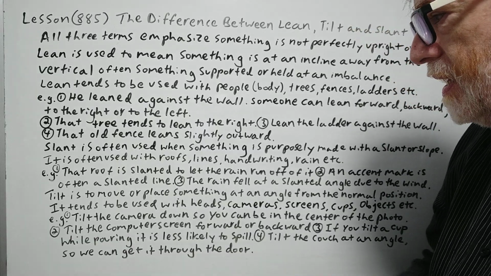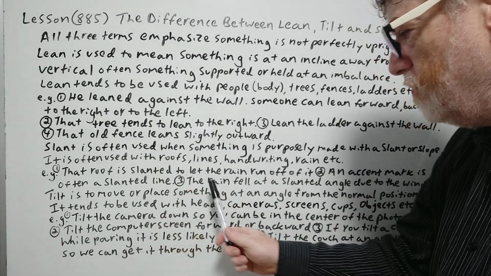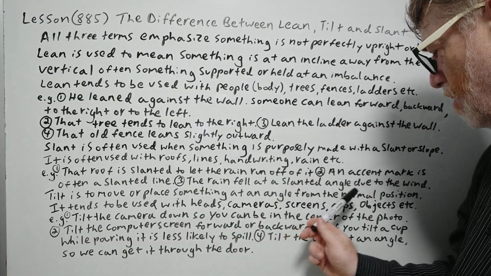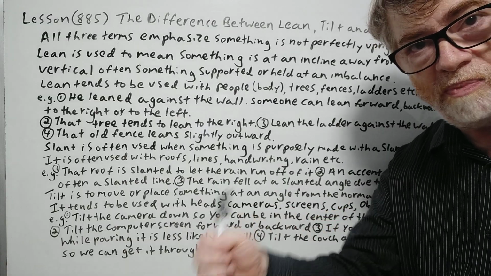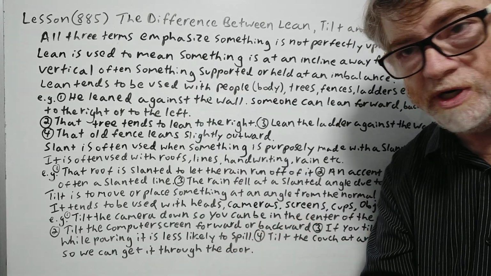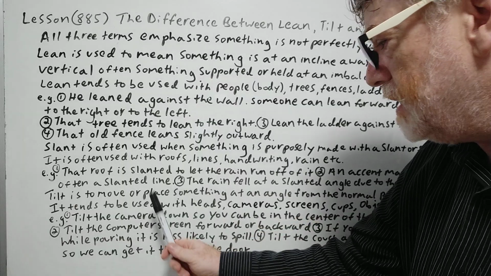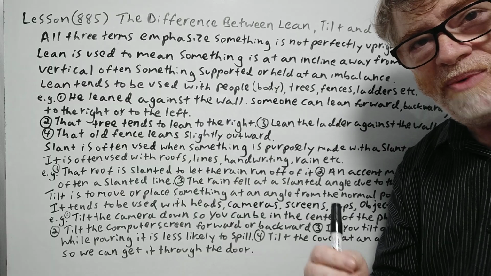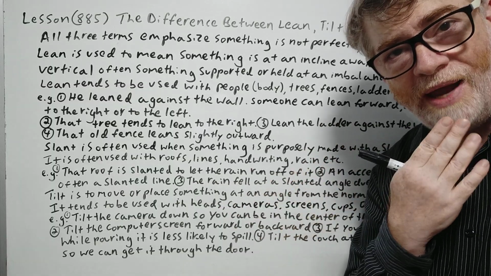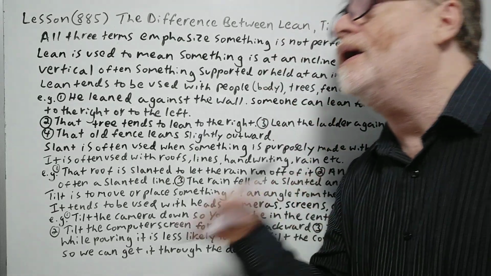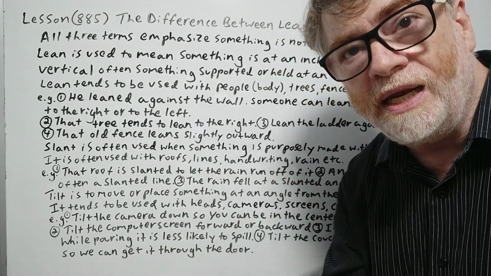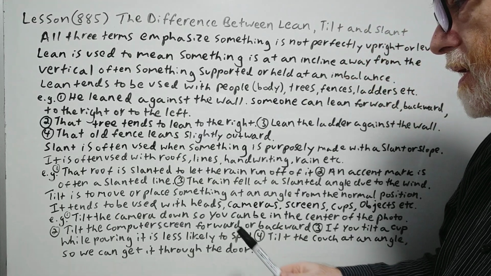Let's continue. Tilt is to move or place something at an angle from the normal position. So it's normally in this position, but we purposely move it for some reason. It tends to be used with heads. All right, so now we do use lean with our body, but with our head, we could tilt our head down, we could tilt our head up, we could tilt our head in any direction, basically.